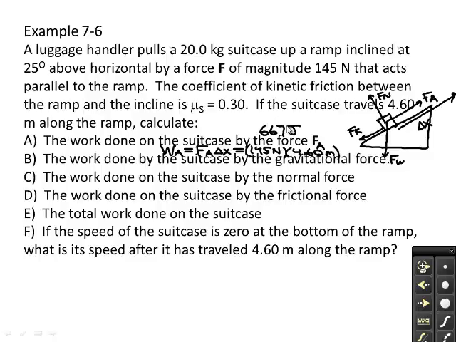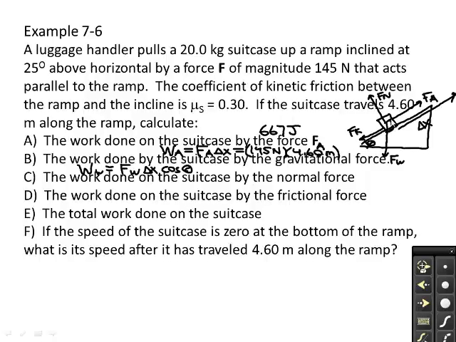Next, the work done on the suitcase by the gravitational force. Now, the angle of the ramp is 25 degrees. So we know this angle. So we could do this a couple ways. We could take that weight force and break it down into two components and calculate the work done by each component. Or we could take the work equation at its word and say, okay, the work done by the weight force is equal to the weight force times delta x times the cosine of the angle between the weight and delta x.